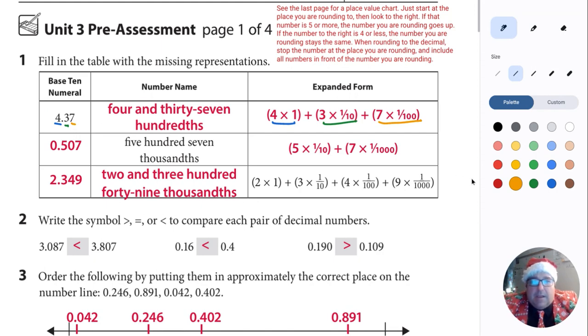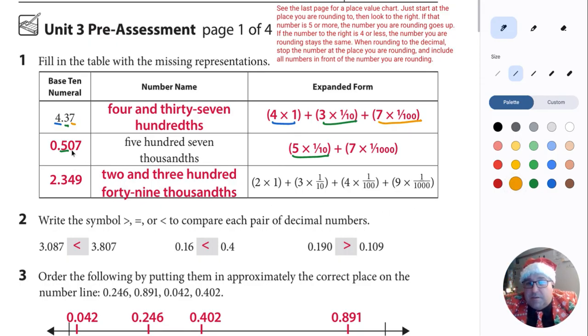So again, on the next one, we don't have a whole number. There's 0, and notice they didn't write 0. You don't have to. You could say 0 and 507 thousandths if you want. I don't, but sometimes the book does. But we do have 5 tenths here. So 5 times 1 tenth. And they don't have any hundredths.